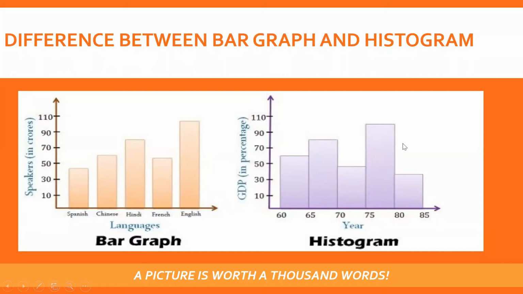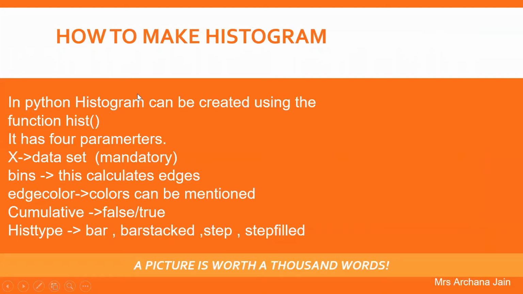A histogram is created using the hist function. In Python, again, you need to include the matplotlib library, and in it you have a function called hist. It will take these parameters: x, the data set on which you want to draw the histogram; bins, to calculate the edges, how many edges should be there; edgecolor, what will be the color of the edge; cumulative, for a cumulative frequency; and histtype, which can be bar, barstacked, step, and stepfilled.